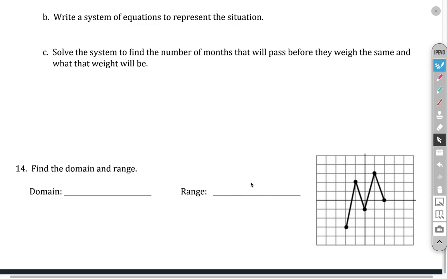All right, our last problem is to find the domain and range. So this is kind of thinking back. Remember what the difference between open and closed circles mean. And notice there are no arrows going off the graph, so we are focusing solely on the graph, right? So our domain, hopefully we remember, is x, and our range is y. So domain, we look left to right. And for range, we look bottom to top.